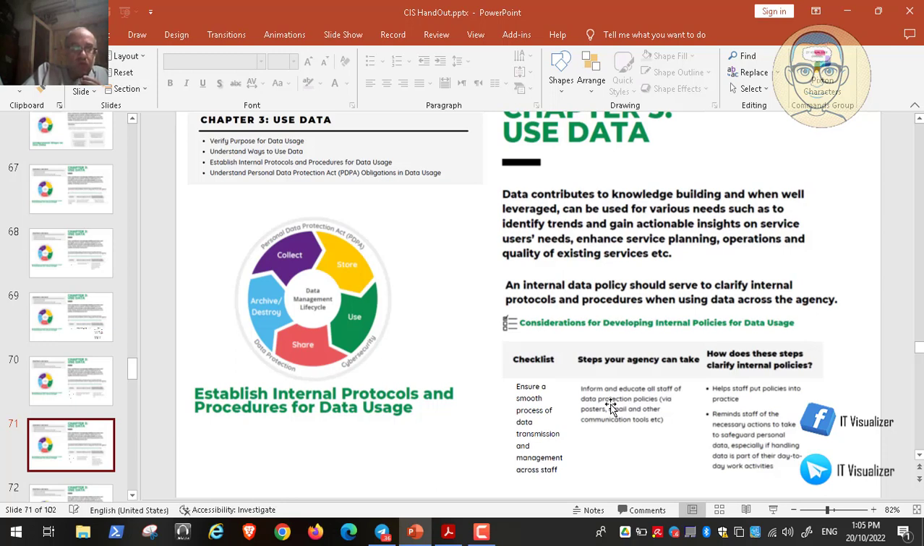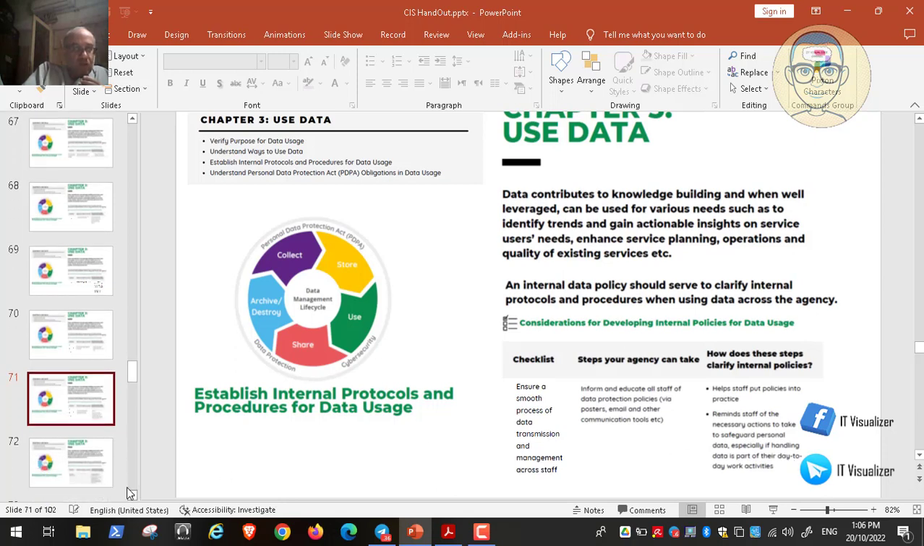This is also to ensure smooth data transition, access and management across staff. So to control the transition and management of data, you should have access rights on every type of data, and educate the users about who should use what type of data. Help staff put policies into practice, and remind the staff of the necessary actions to take to safeguard personal data, especially if handling data is a part of their day-to-day activities.